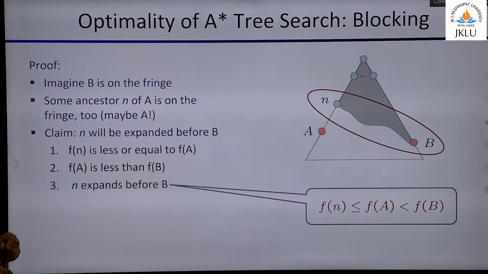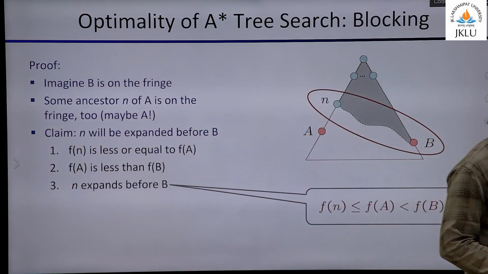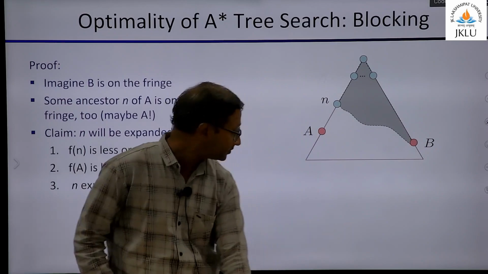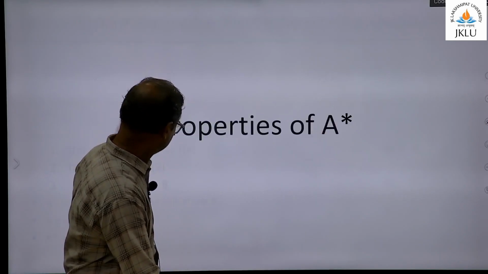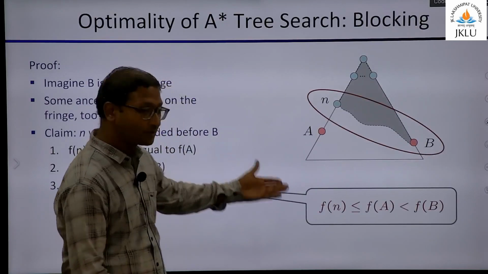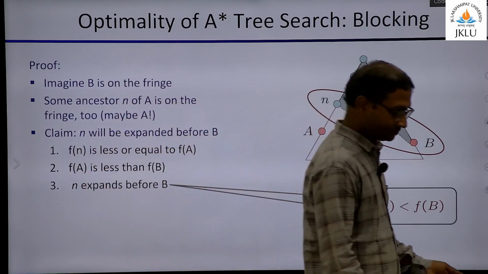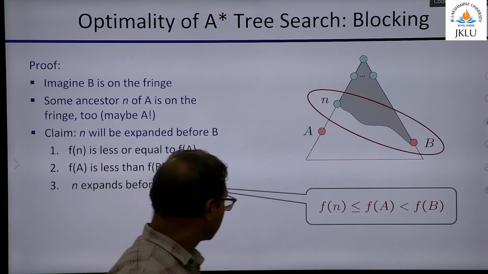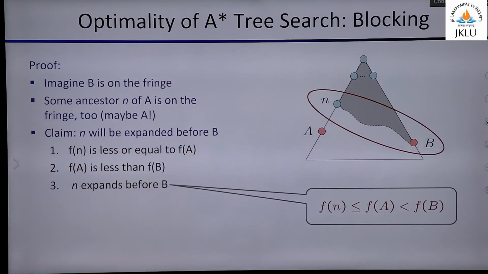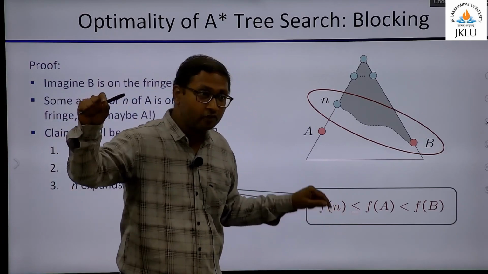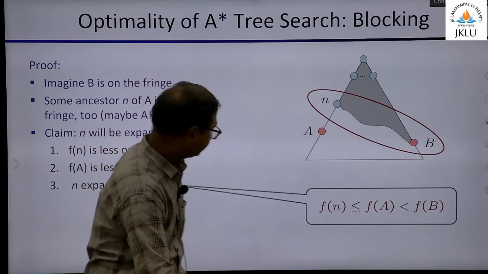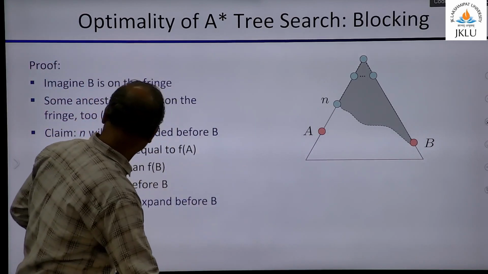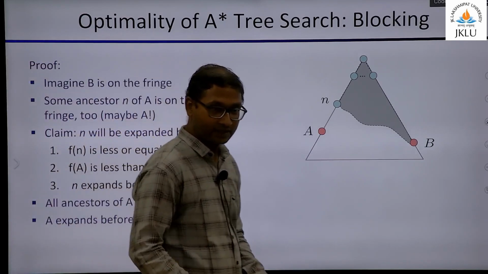What does this mean? So we are done. Look back, this is what we were looking for. A star expands in increasing order of F. So you look at this order, which node will be expanded first? N, because the A star value for that is lesser. All ancestors of A expand before B by the same reasoning. A expands before B, and that's it.